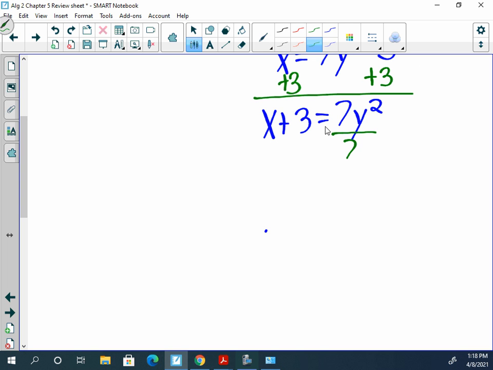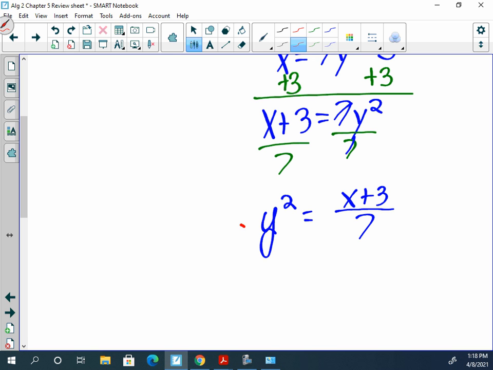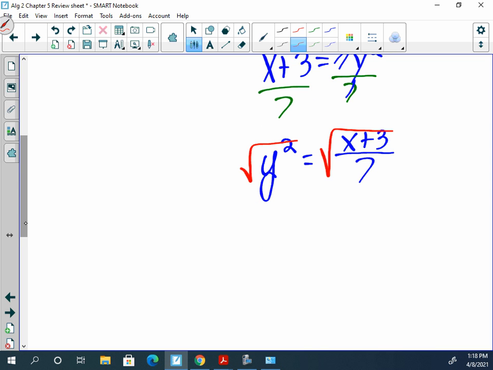Now, our next step in getting y by itself would be to divide both sides by 7. Because when we divide both sides by 7, it would simplify down to just y squared is equal to x plus 3 divided by 7. And last but not least, we still need to finish getting y by itself because we do have y squared. So we'll need to square root both sides. And y is going to equal the square root of x plus 3 divided by 7.